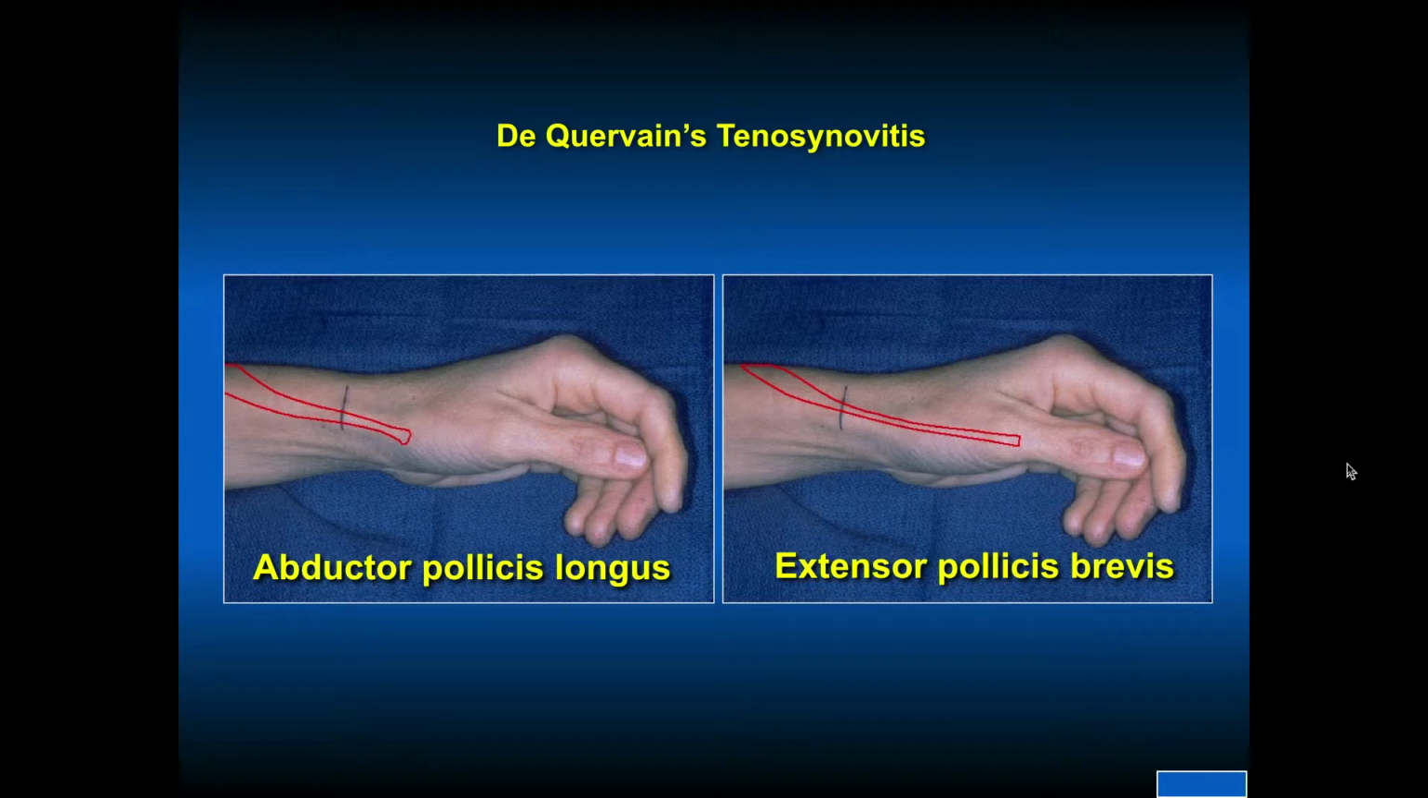De Quervain's tenosynovitis is an inflammation of the tendon and sheath of the extensor pollicis brevis, abductor pollicis longus, which are in the first dorsal compartment. Shown in red here is where the patient would hurt. Injections can be done, steroid creams can be used, and splints are the treatment for this. The diagnosis is clinical.